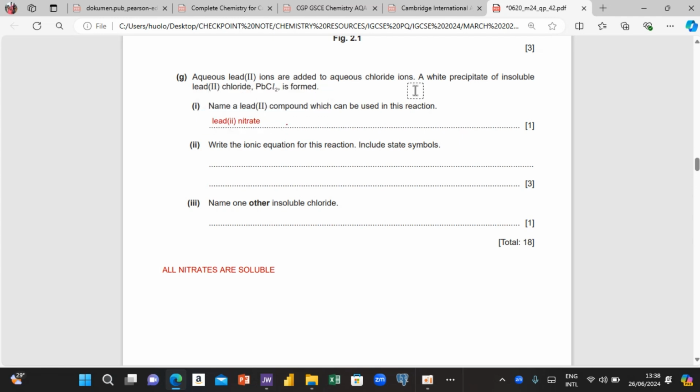Okay, so we make progress now to the next question. Write the ionic equation for this reaction, include state symbols. Okay, so this is simple enough. Let's go back to the question.